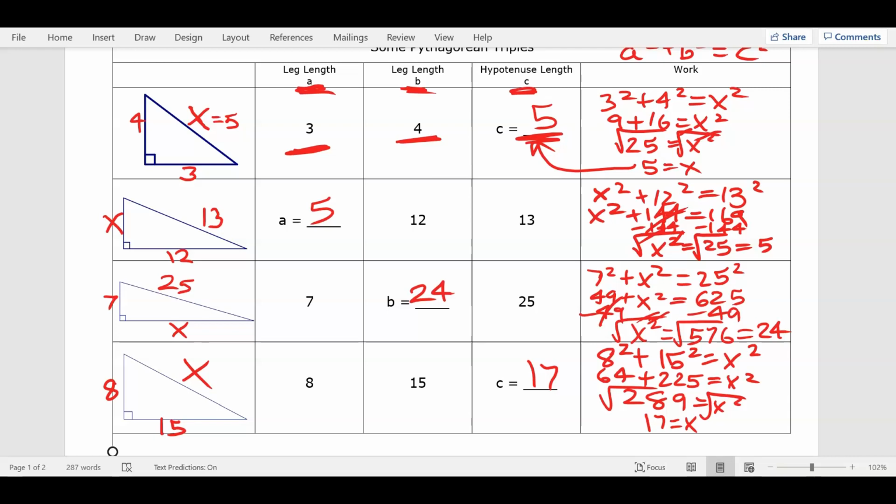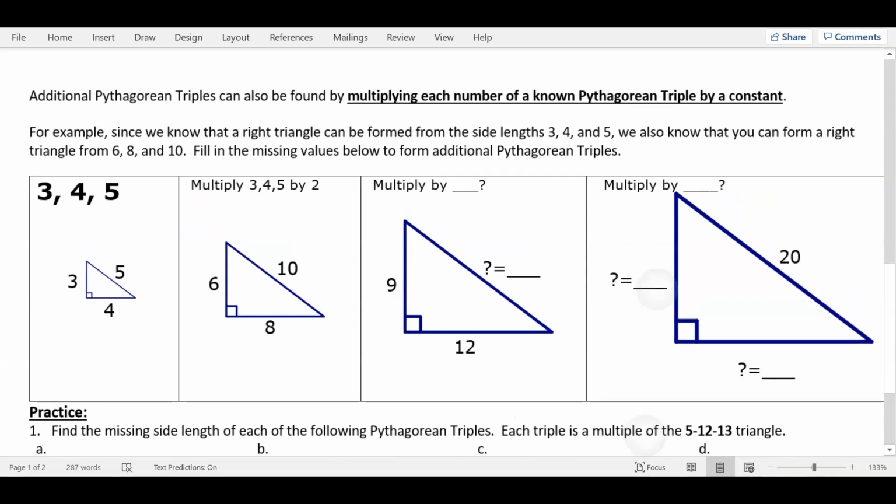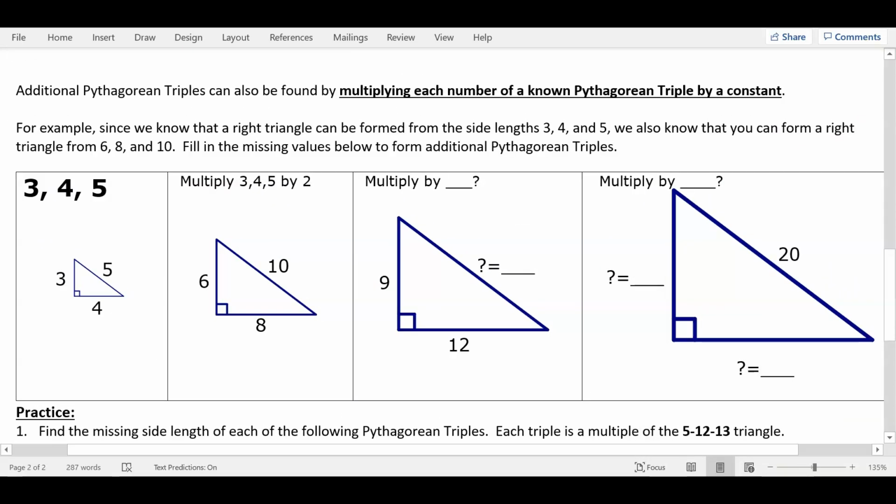All right, so we're on the back side now. On the back it says additional Pythagorean triples can be found by multiplying each number of the Pythagorean triple by a constant. So multiplying gives you additional triples. Here's what I mean.